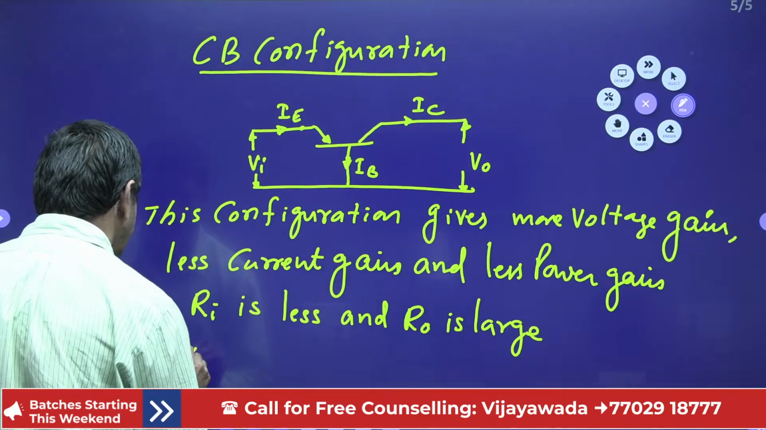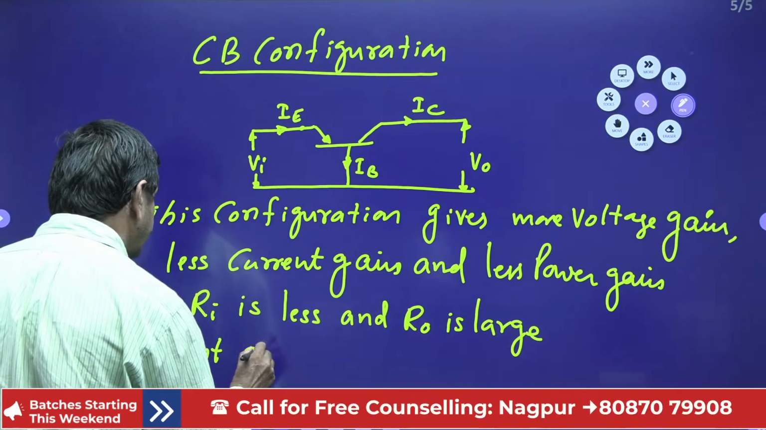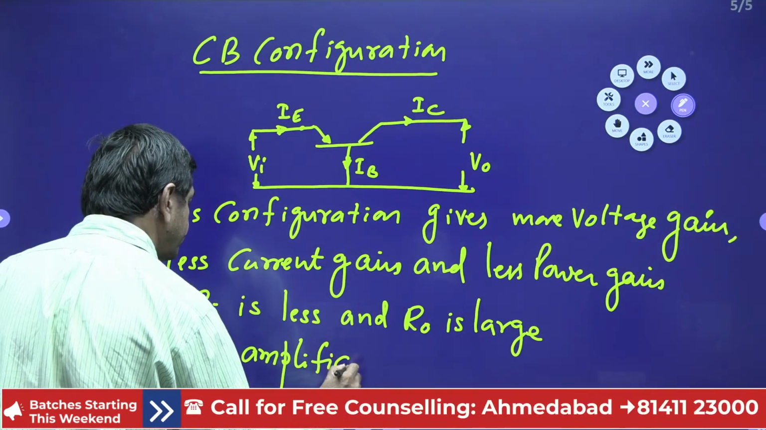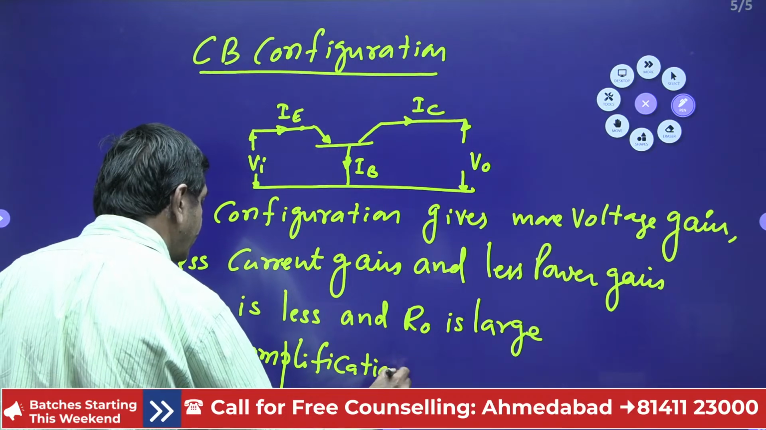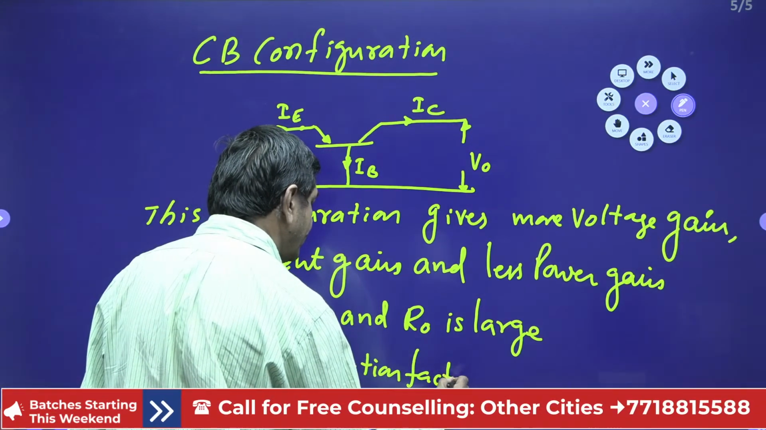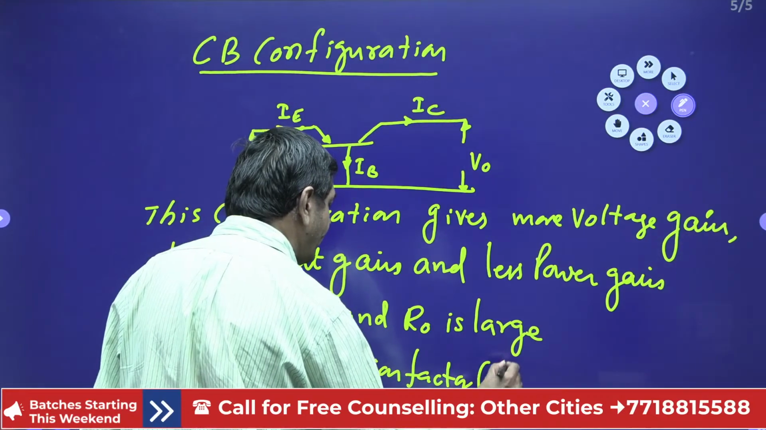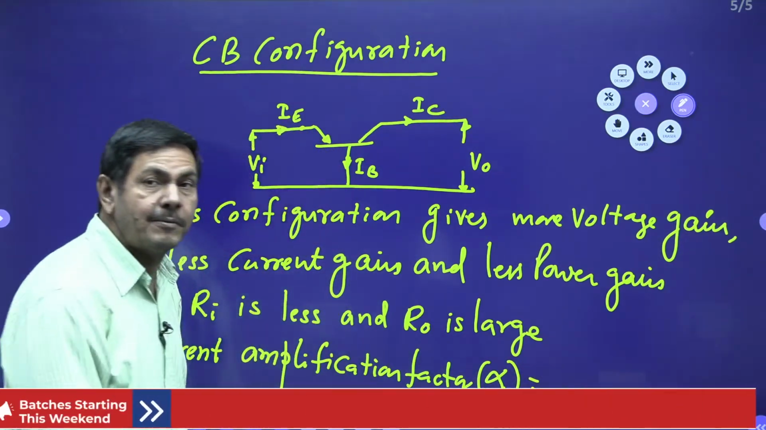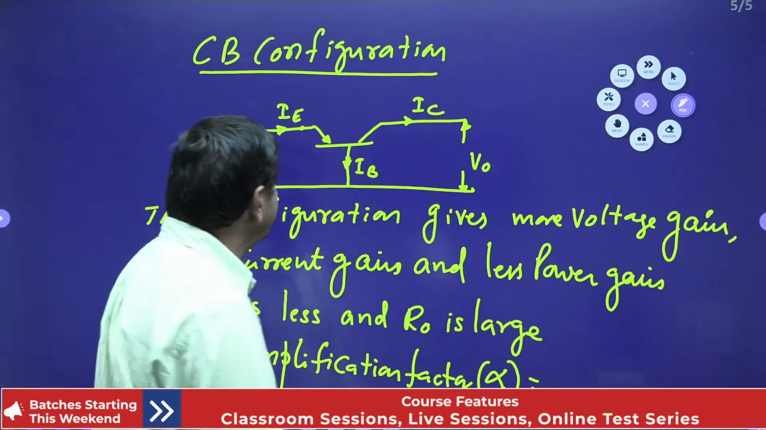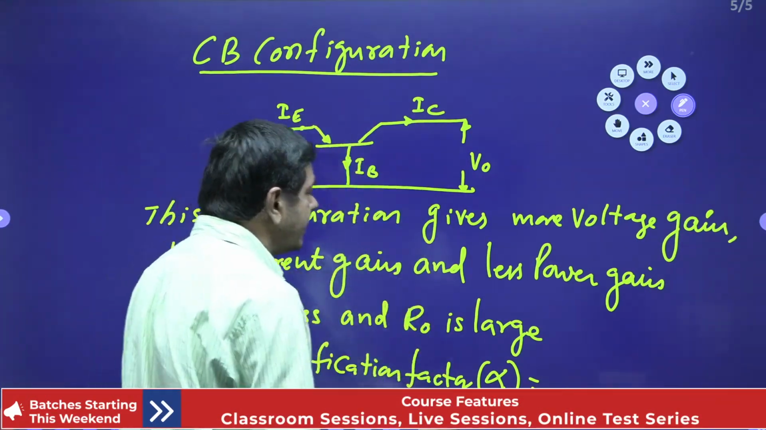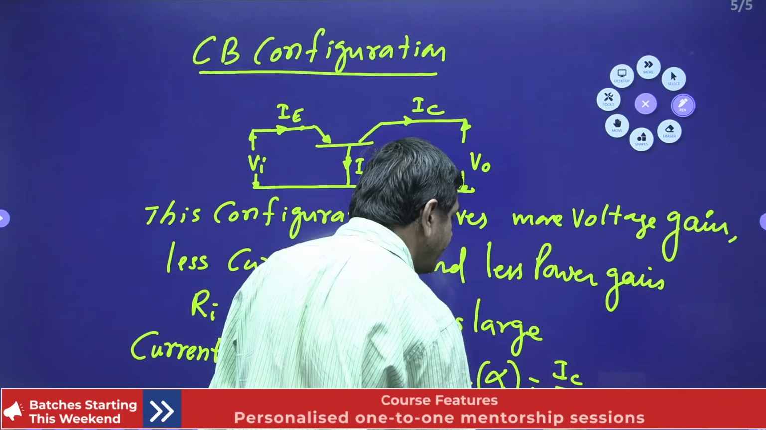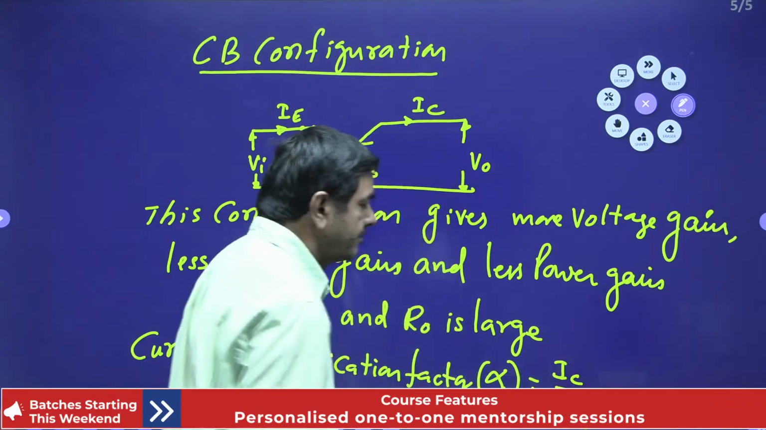Current amplification factor, I want. That is denoted by symbol alpha. Current amplification factor is denoted by alpha. What is alpha here? IC by IE is taken as the alpha value only. Collector current by emitter current we will take.